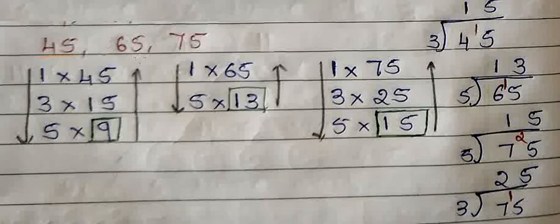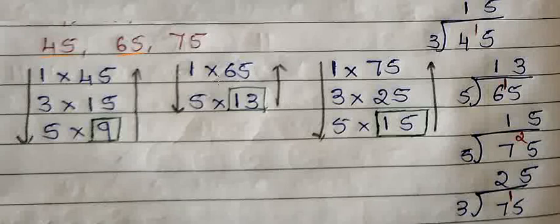Next we have number 65. First we wrote 1 into 65. After 1 we have the number 2. This 65 is not divisible by 2 because it is an odd number. Next number is 3. The sum of the digits 6 plus 5 is 11. 11 is not a multiple of 3. It's not divisible by 3. We skipped 3. Next number is 4. The last two digits are not divisible by 4. Hence we skipped number 4 also.